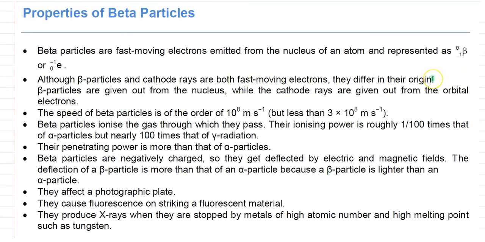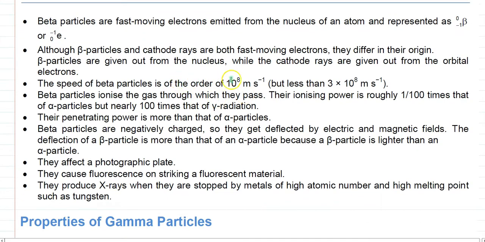In a cathode ray, the electron comes from the outer orbit of the atom, but the beta particle comes from the nucleus. The speed of the beta particle is of the order of 10 to the 8 meter per second, less than 3 into 10 to the 8 meter per second, because we know a particle's velocity cannot reach the speed of light.